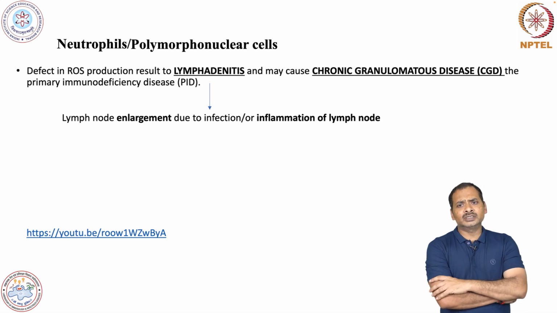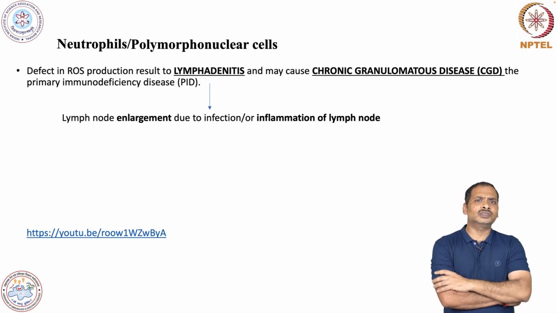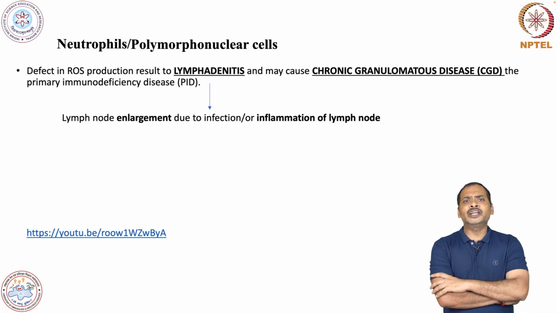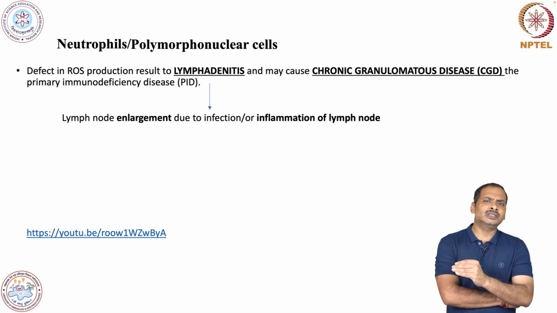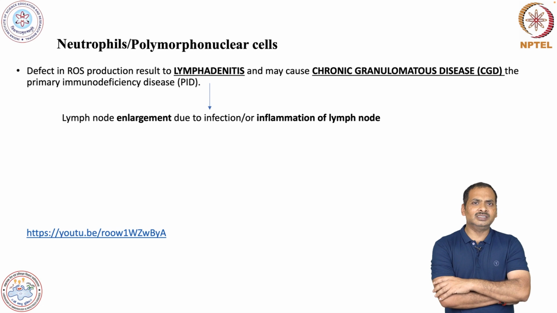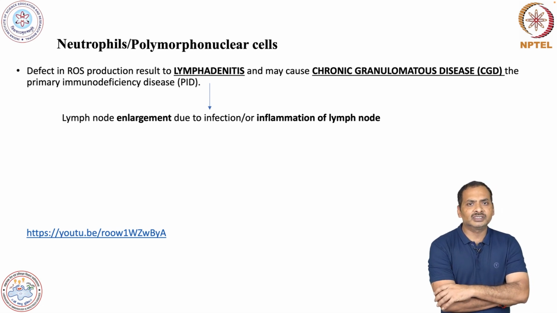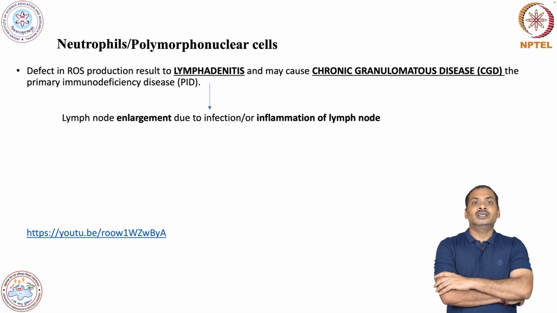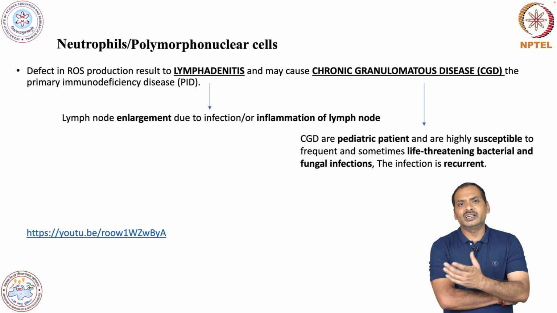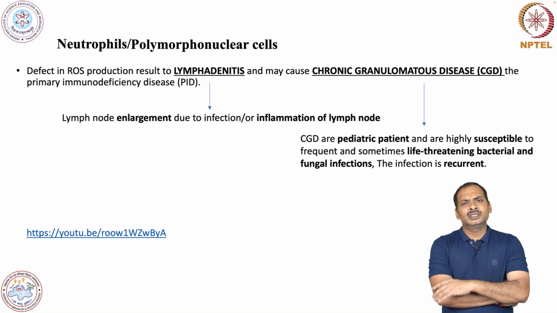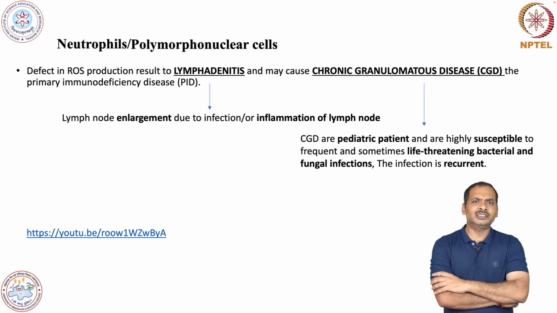Another disease which is caused by the lack of this NADPH oxidase is chronic granulomatous disease, and this is a very dangerous disease. Basically, all these diseases we call primary immunodeficiency diseases, and these are quite life threatening, and they occur in pediatric patients. All these diseases are common in pediatric patients.